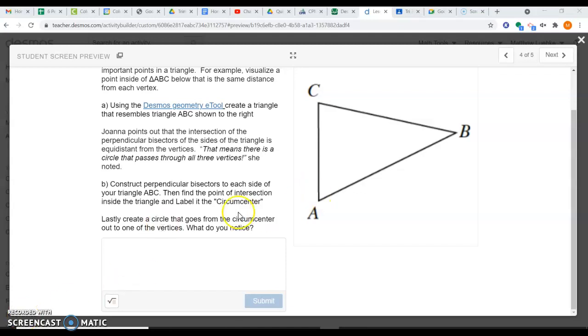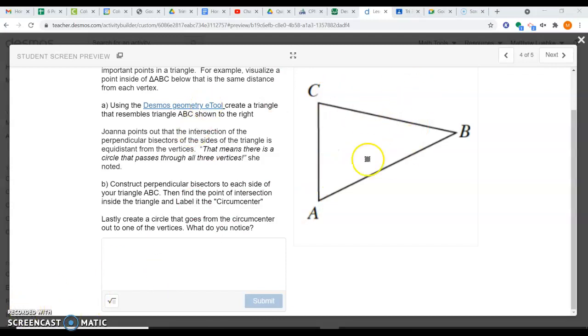All right, for part B, we are going to create the circumcenter, and we're going to do that by creating perpendicular bisectors on each side of a triangle and seeing where those perpendicular bisectors intersect. And then lastly, we're going to go from the circumcenter to one of the vertices and see what we notice there. So I'm going to do that on the Geometry E tool.